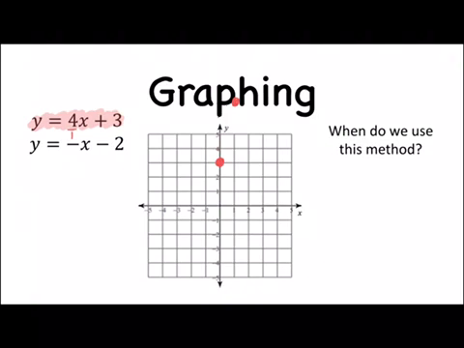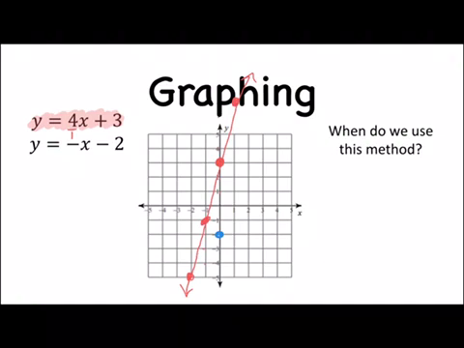We also can do the reverse of up 4, right 1, which would be down 4, 1, 2, 3, 4, left 1. And so this linear equation would look like this. And my second linear equation starts at -2 on the y-axis.